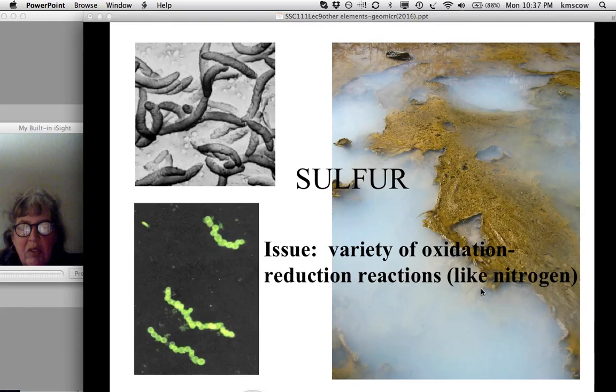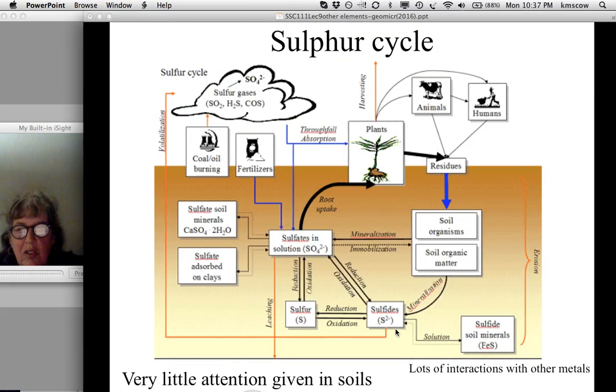And this shows you some different sulfur organisms and an area where a lot of sulfur is being produced from a crack in the earth. So the sulfur cycle is really interesting. Doesn't it look a lot like the nitrogen cycle? There's the nitrate, it's sulfate.